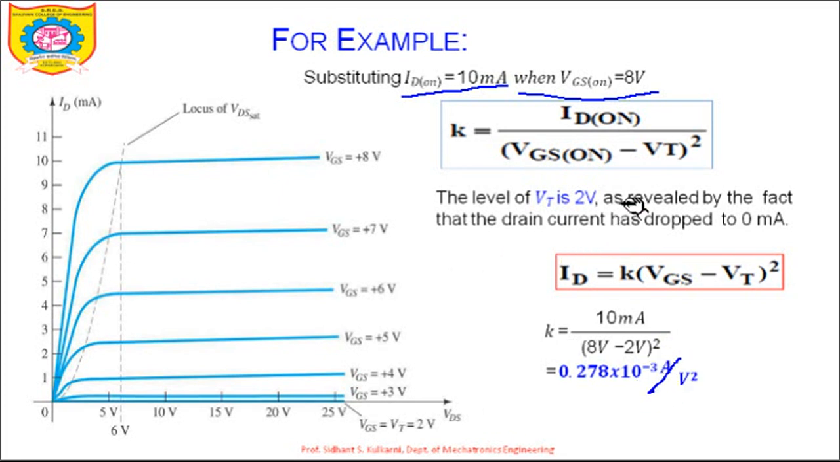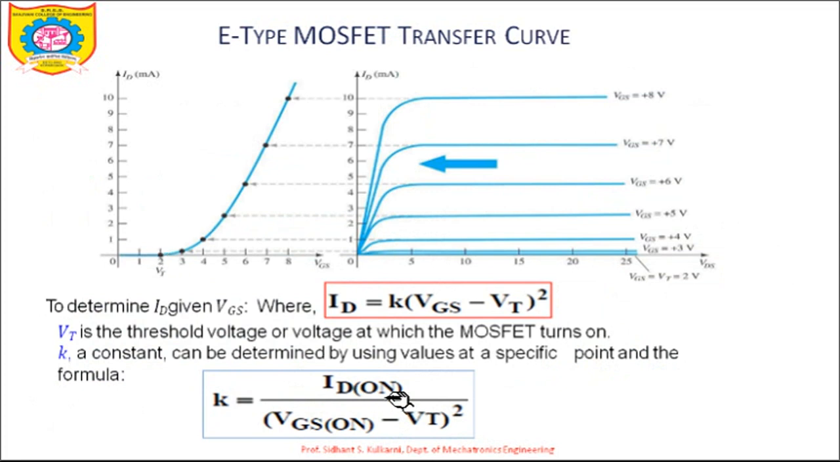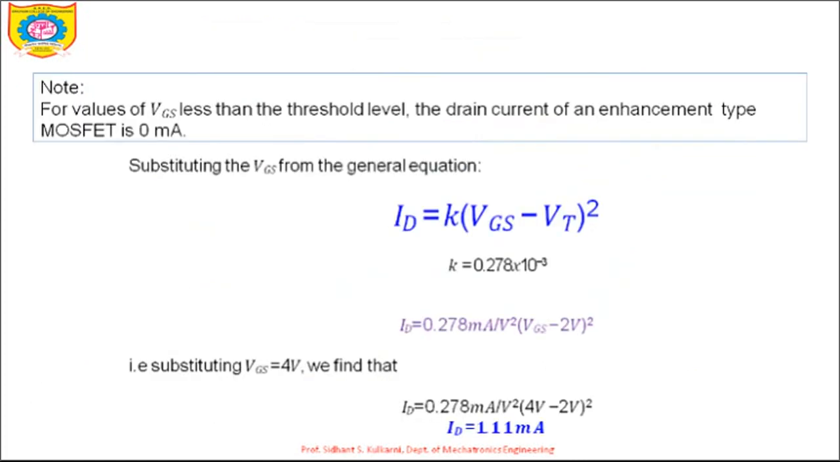So simply by putting the value of VGS on and VT, we can calculate the value of K. So K is a constant. What is the value of K? K is a constant of proportionality, and it can be determined by using the specific point and formula. So this we have calculated. Now let's proceed to the next PPT.